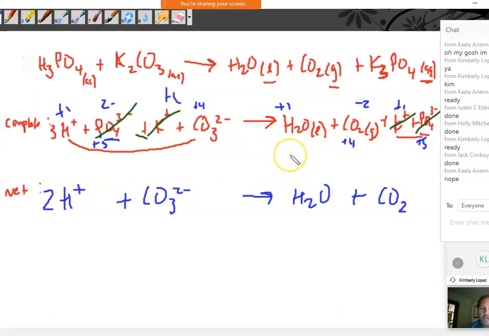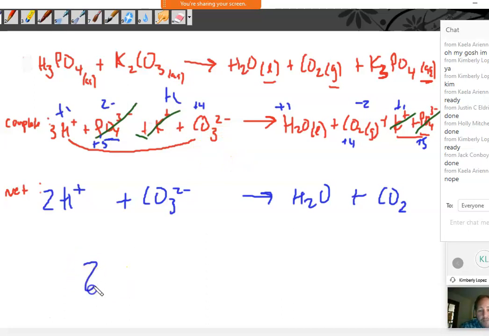Remember, a redox is where you have something that loses electrons and something that gains electrons. Here, nothing is losing or gaining. They're just changing the ions on each other. So this is not a redox.